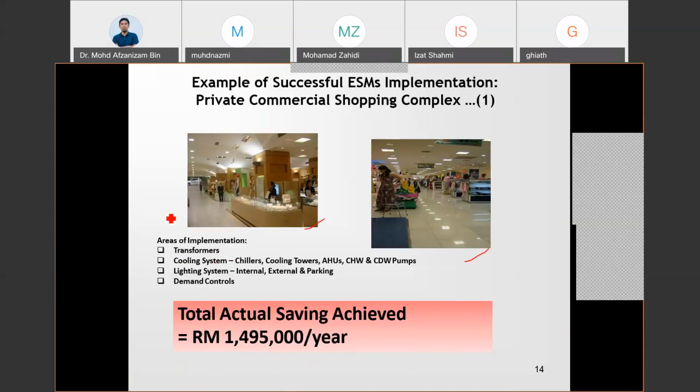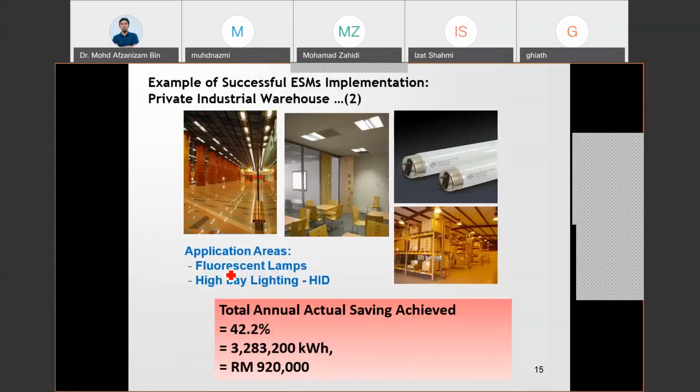Mostly it will relate to the cooling system, which is air conditioning. I think it also has demand control and transform. Okay, so this is another sample of activity improvement or the energy.